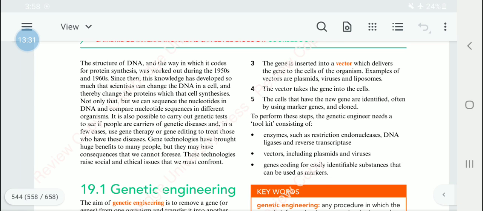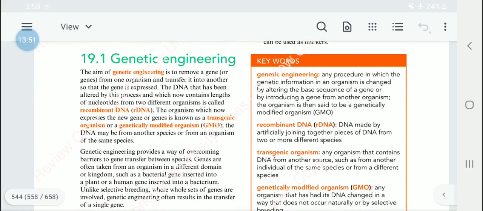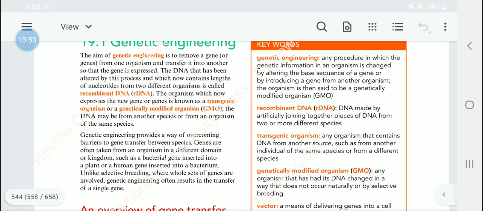Then genes coding for easily identifiable substances. So the gene markers are also required. So these three things are going to be the essential parts of the toolkit that should be had by the genetic engineer. So these are the keywords that you need to know.